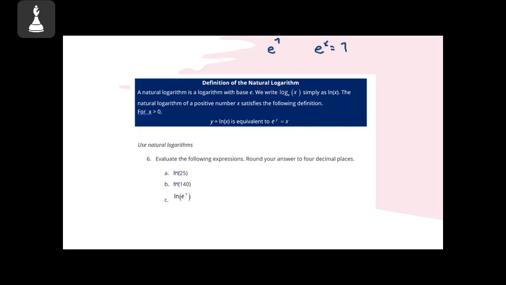Whatever calculator you have, you're going to find your natural log and then type in 25. Natural log 140. Natural log of e to the 7th. And what you should get are 3.2189, 4.9416, and 7.